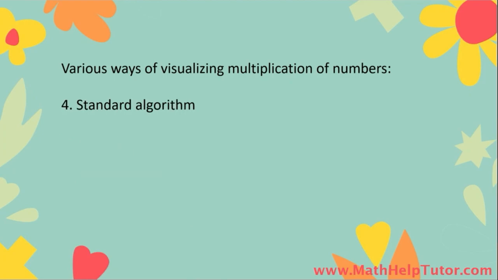The standard algorithm is kind of like a shortened version of the grid method, but this time we do not need to draw any grids. Let me show you how similar the grid method is to the standard algorithm. Say we would like to multiply 352 24 times, which can also be written as 352 times 24. So we're going to do the grid method here.